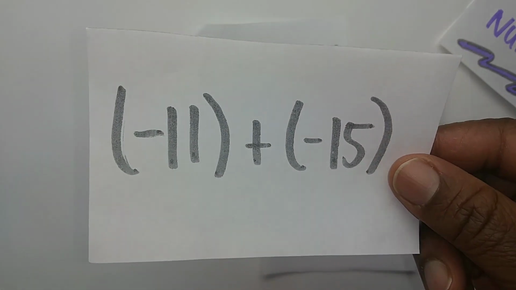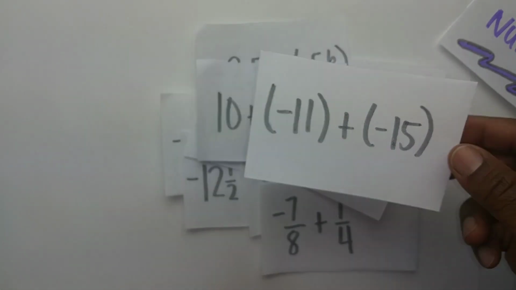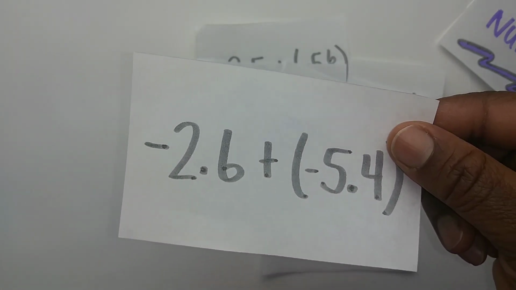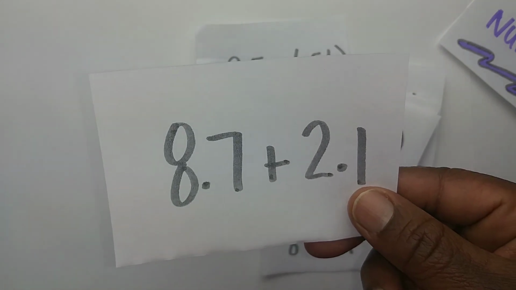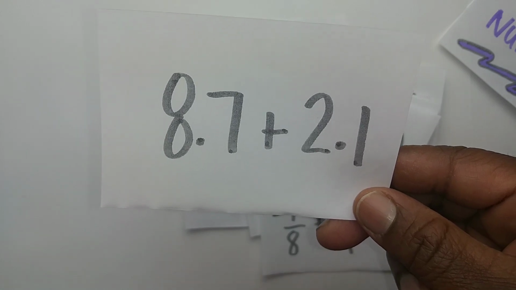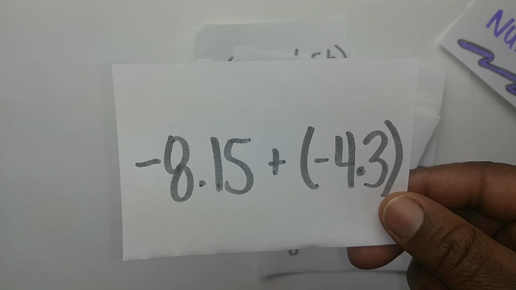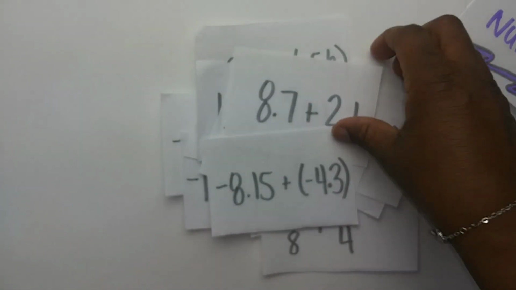How about this one? Final answer, would it be positive or negative? It would be negative. Same sign you add, the final answer is negative. 8 7/10 plus 2 1/10, the same signs you add. What about this one? Same signs you add, and the answer will be positive. This one will be positive as well.